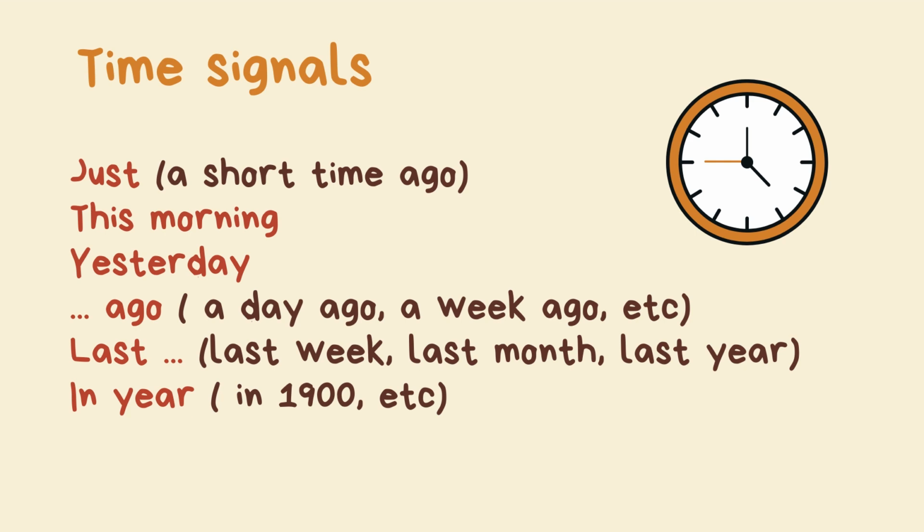And then this morning is also an indication of past time. And then yesterday, of course, you heard many times that yesterday is used for simple past. And then ago, and some variations: a day ago, a week ago, a year ago, and so on. And then we use last week, last month, last year, and so on. And in a year, for example, in 1995, etc. Okay, so the time signals are just to indicate that an action happened in the past.